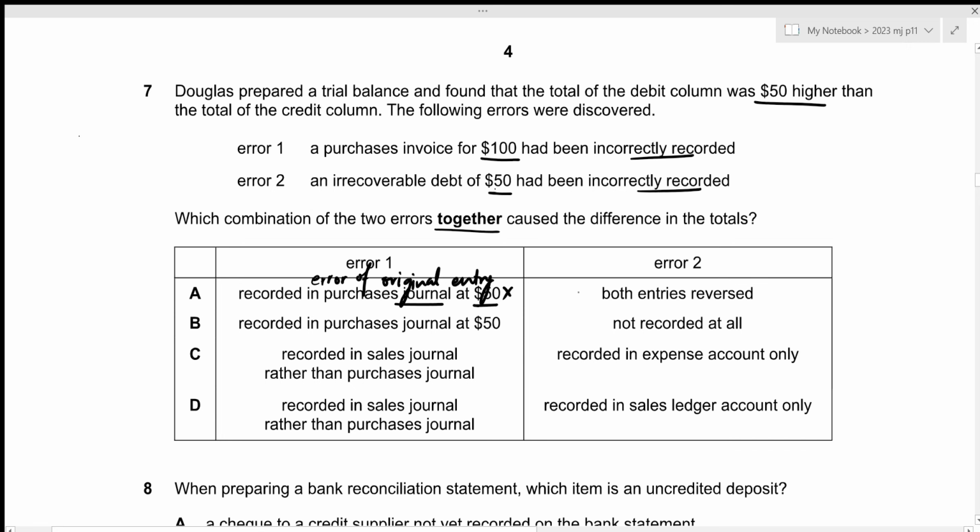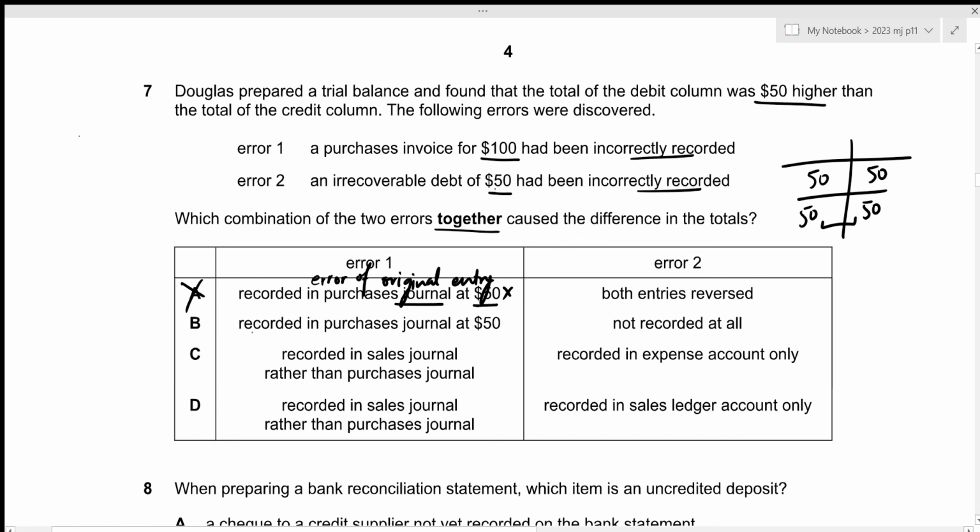The second one is both entries reversed. So the second error was the irrecoverable debt. Our correct entry would have been to enter the irrecoverable debt as an expense on the debit side and subtract the same amount from the trade receivables on the credit side. If we reverse both entries, then it just means that we will be recording 50 as income on the credit side and we will again be adding 50 to our trade receivables on the debit side. So the total will be equal. There is no difference in the total. So option A is incorrect.